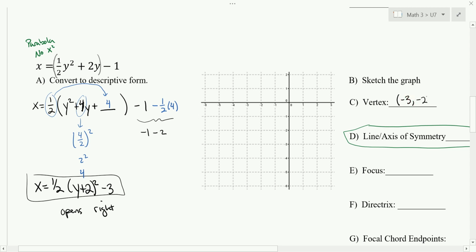Negative 3. Are you sure you got that right? I want you to be sure. Yes, all right. I want to be for sure. Yes, I know that's that. Okay, negative 3, negative 2 is right.